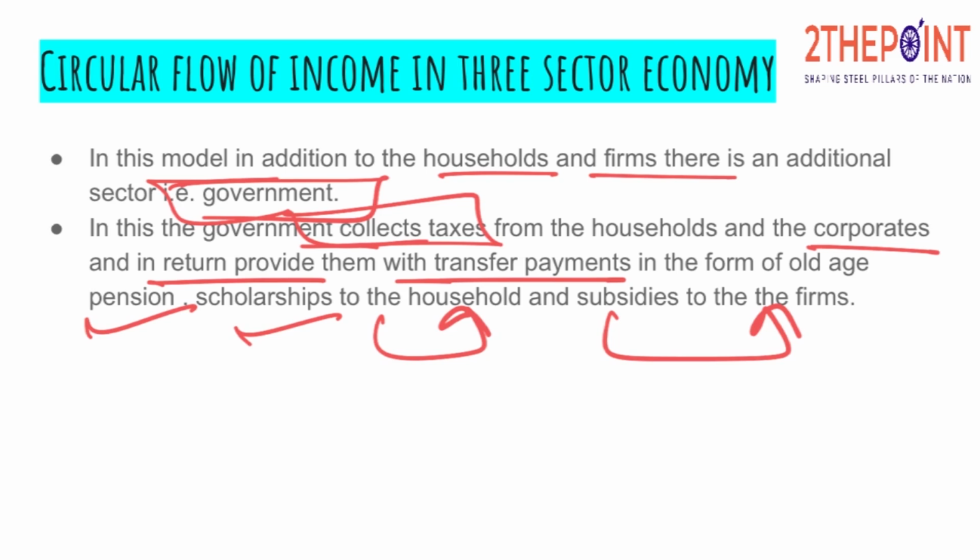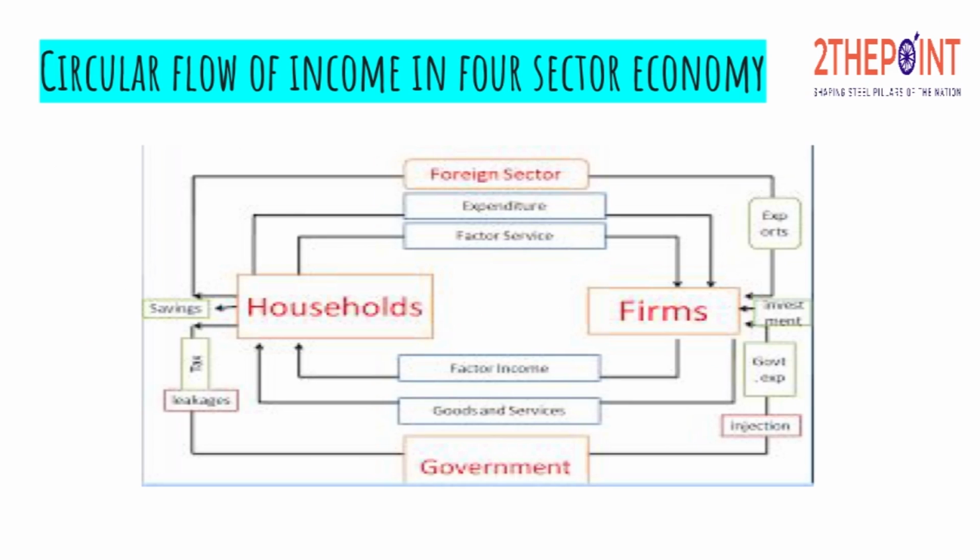Now moving on to the next model, the circular flow of income in the four sector economy. So now here there are four sectors: households and firms we have already studied, and also the government we have studied. The new sector is the foreign sector. Here the foreign sector means the external sector.